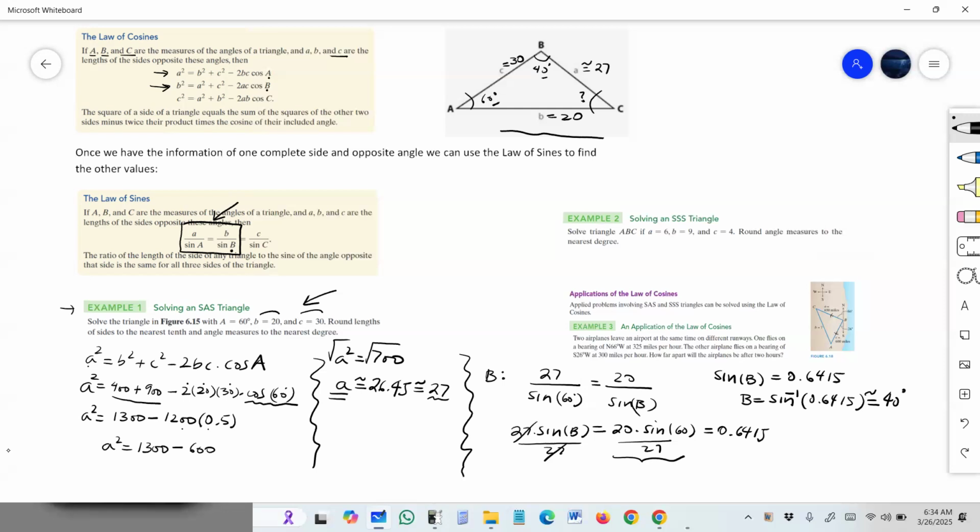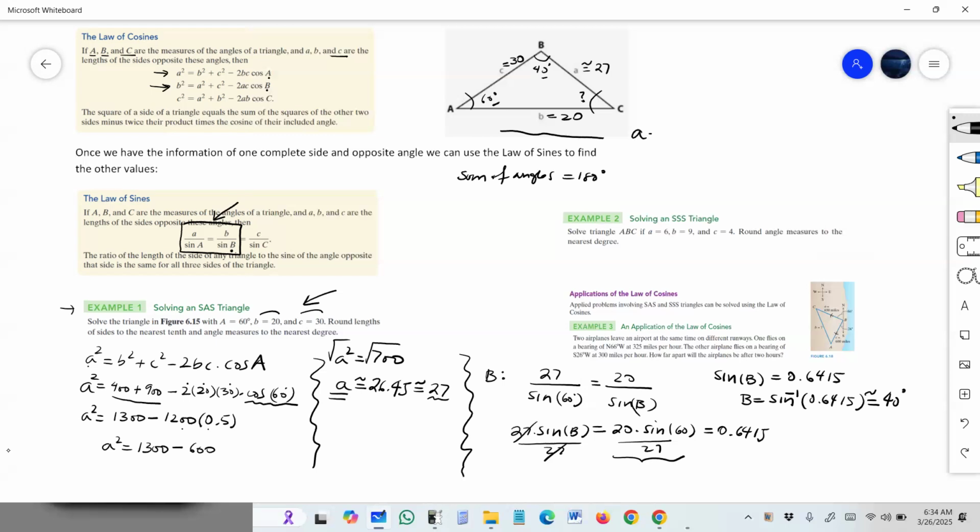Well, how do I do that? Do I need to apply the law of cosines or the law of sines? No, I don't need to do that anymore. Here's the reason why. You recall that the sum of the internal angles of a triangle is 180 degrees. So I can use that fact to find C, right?